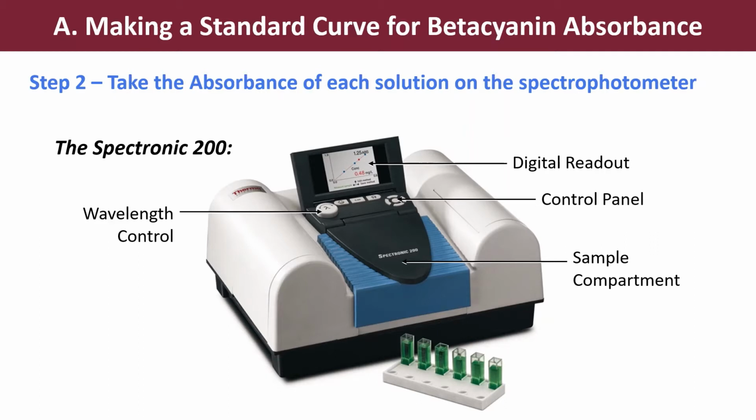If you take a look at that, there's a few different things to point out. First of all, there's a wavelength control, so I can control which wavelength of light is going to be measured in the instrument. We're using 525 nanometers. There's a digital readout, and there's a sample compartment. I'm going to show you how to use the spectrophotometer in a video right now.